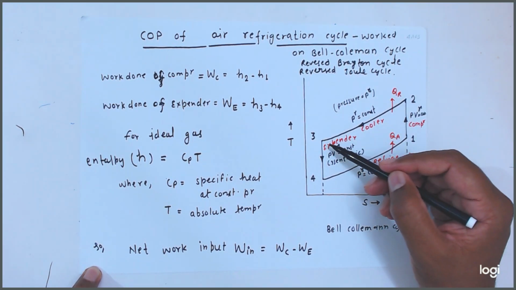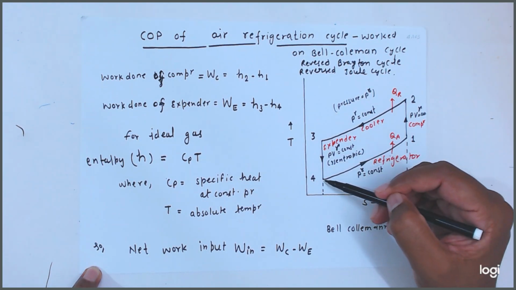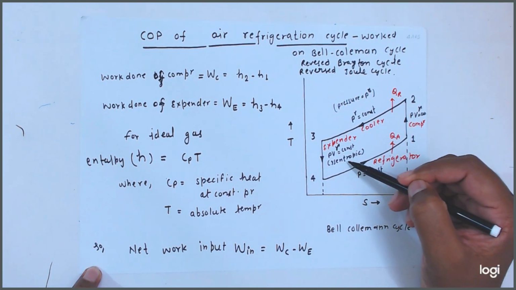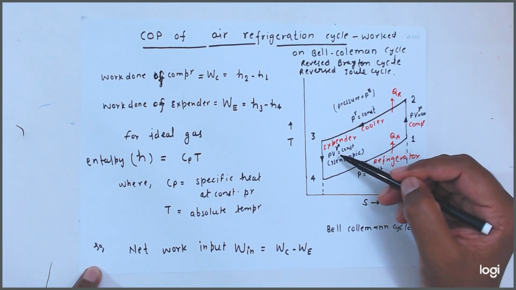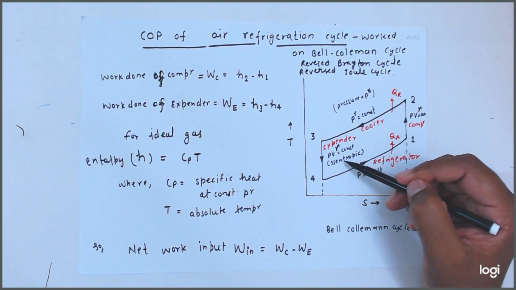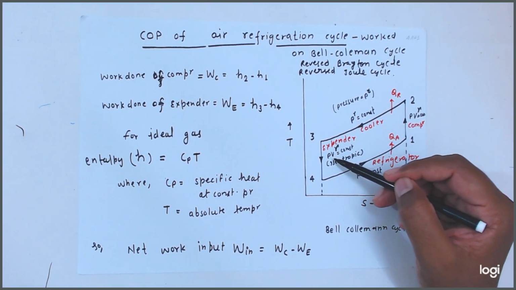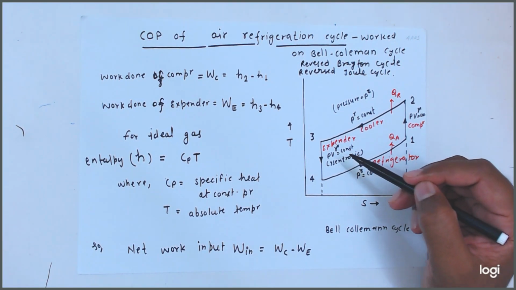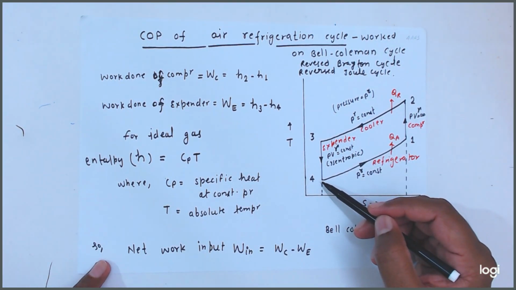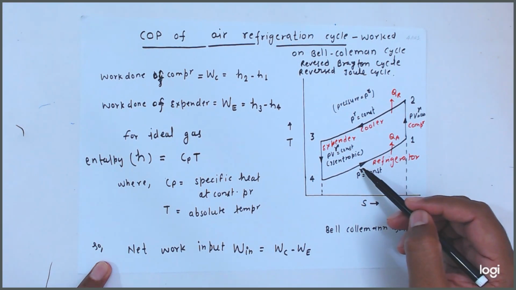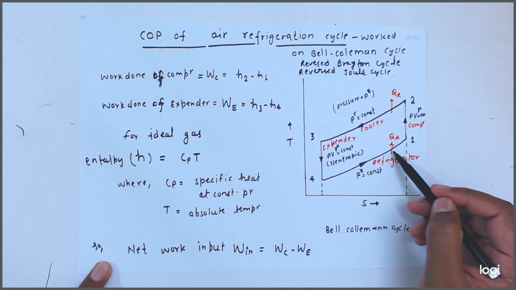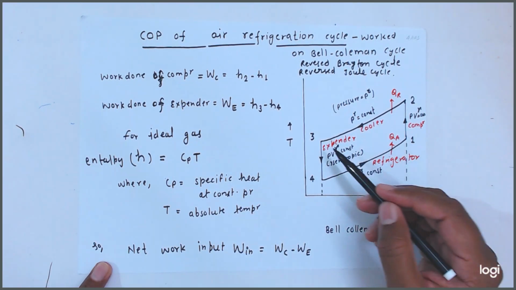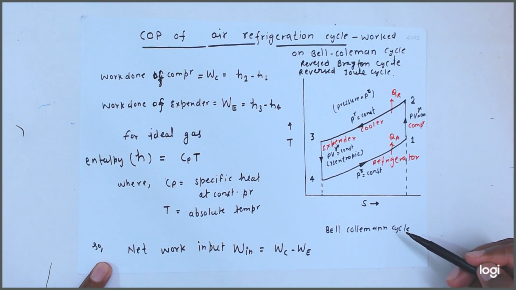Then process 3 to 4 is the isentropic process done in the expander section, and it will also follow PV to the power gamma equal to constant, because it is isentropic. Then process 4 to 1 is done in the refrigerator section at constant pressure, and here heat addition takes place. So this is the TS diagram of the Bell-Coleman cycle.